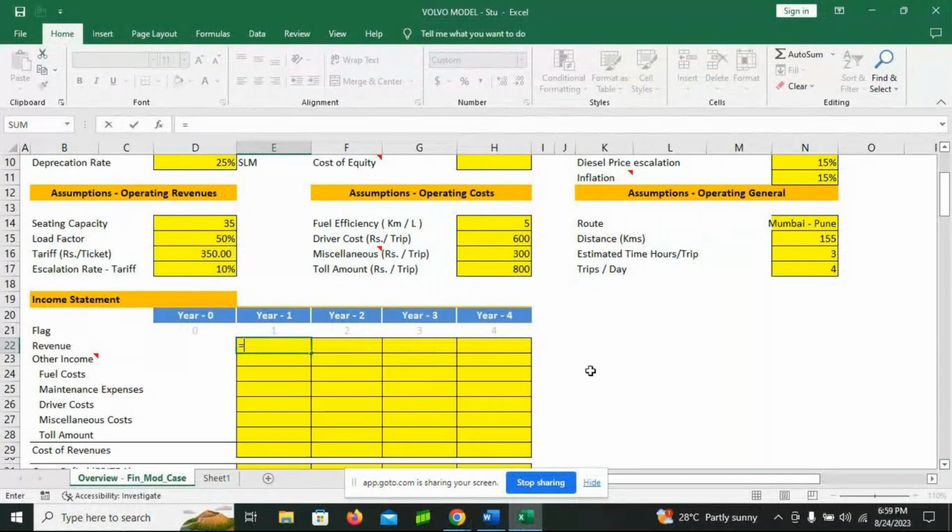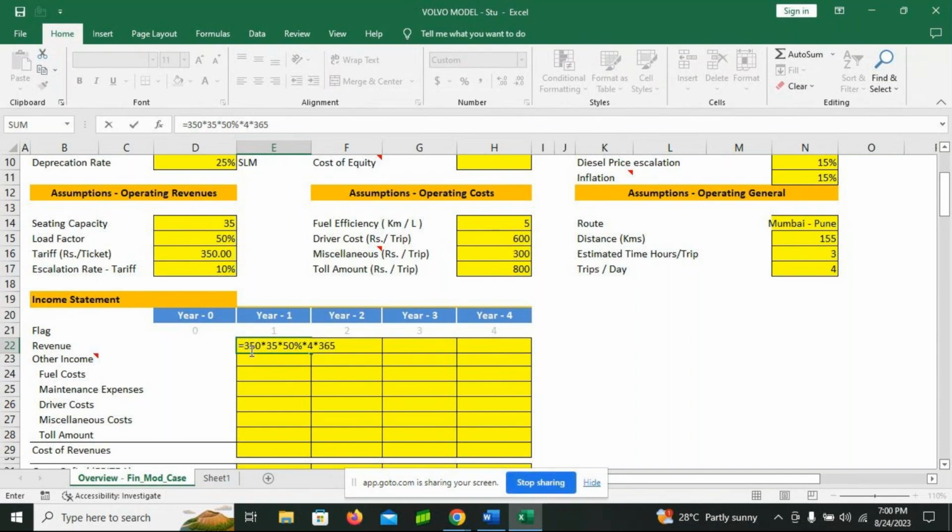So let's calculate the revenue. I have to take the operating, how to calculate the revenue they have given. So revenue: 350, that is the ticket price, into the seating capacity of 35, into the load factor they have told, 50%, into how many trips we are going to take in a day. 4 trips we are going to take in one day. Like that I have to calculate it for 365 days. So, into 365. Understood with this?